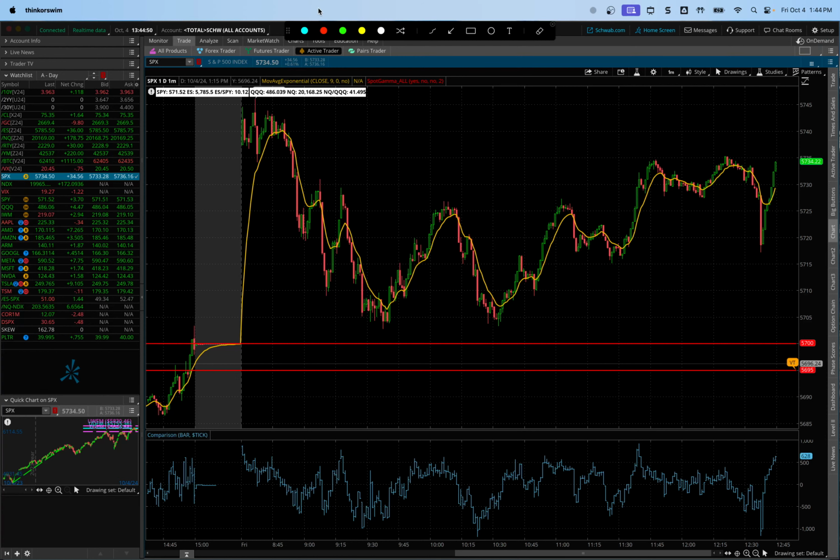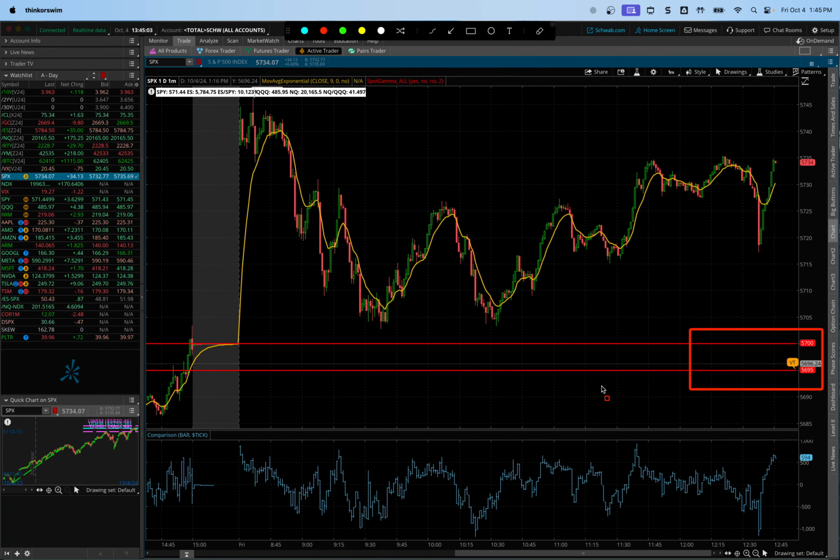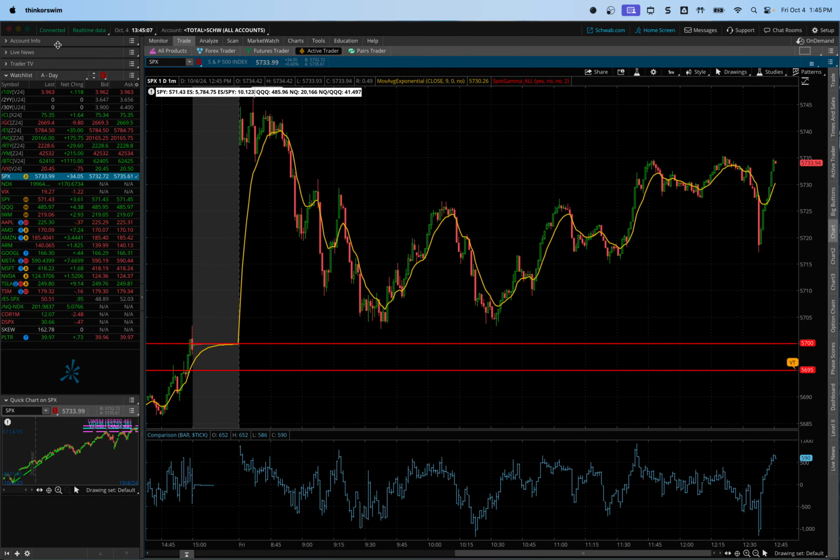And again, note SPX is trading above the volatility trigger in positive gamma and also above this 5,700 level. All right, let's go take a look at Bookmap now.